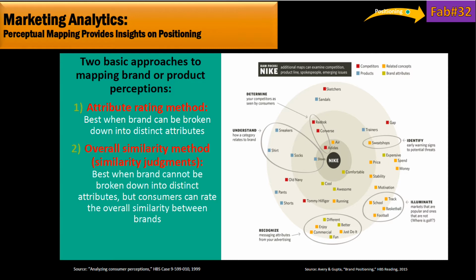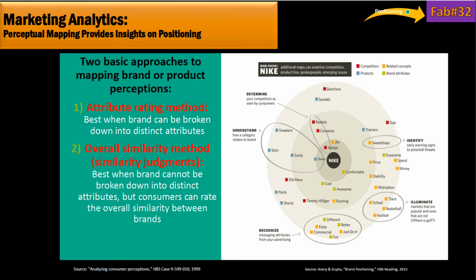There are two basic approaches to mapping a brand or product perception. The first one is the attribute rating method. It's best when brands can be broken down into distinct attributes. The second one is the overall similarity method, which uses similarity judgments. It's best when brands cannot be broken down into distinct attributes, but consumers can rate the overall similarity between brands.